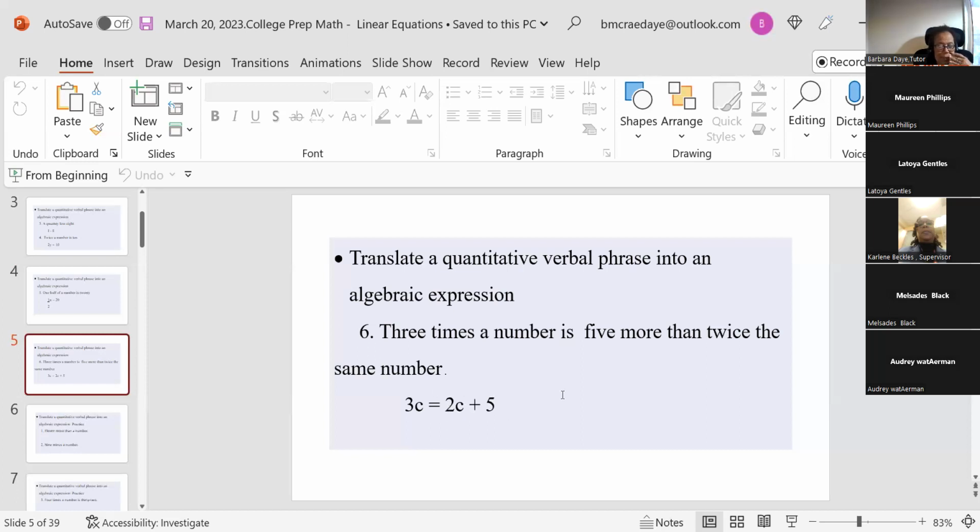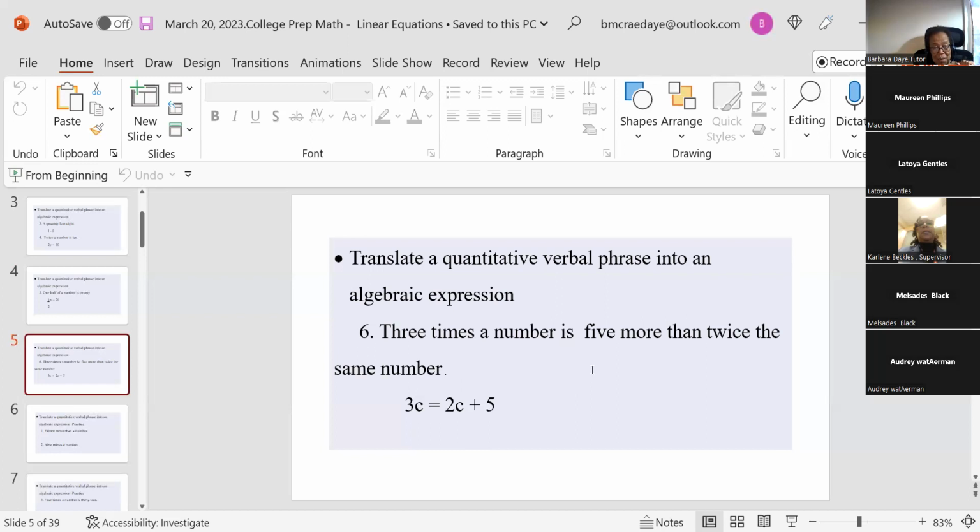Everybody clear on number 6? So Mercedes, you clear on that one? Reading to see if I get it clear in my head. 3 times the number is 5 more than twice the same number. That's right. So the variable you pick here is the same variable you pick here, because it said the same number. So if you said 3A, this will be 2A. If you say 3Y, this will be 2Y. Right? Because it said the same number.